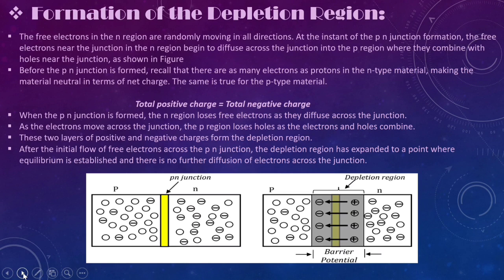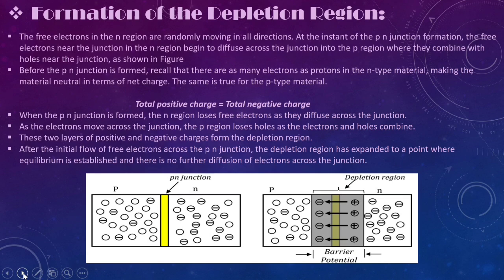Now we should learn about formation of the depletion region. The free electrons in the n region are randomly moving in all directions at the instant of p-n junction formation. The free electrons near the junction in the n region begin to diffuse across the junction into the p region where they combine with holes near the junction, as shown in the first figure.